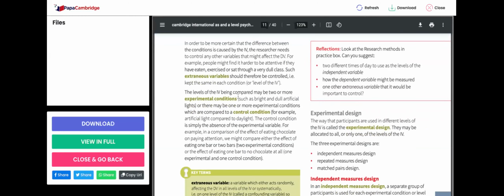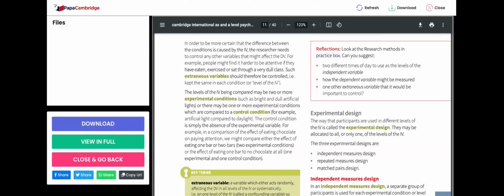So are we clear till here? Yes. Okay, now we need to understand more about experiments, and for that what we're looking at is independent variables. Like the example that I gave you, I said one independent variable is light, but it was tested in two different conditions.